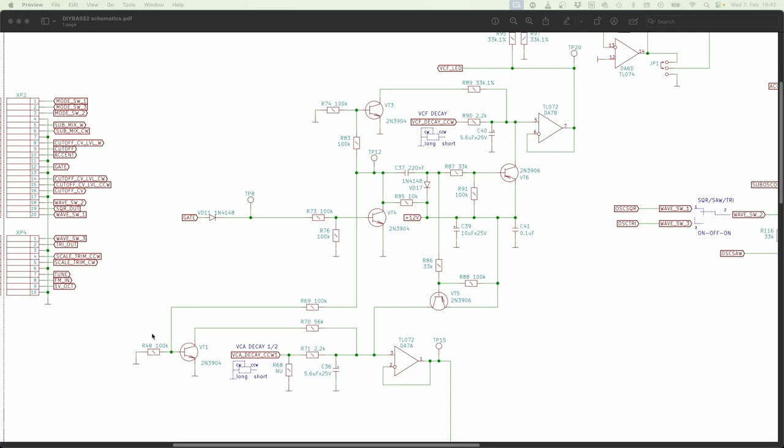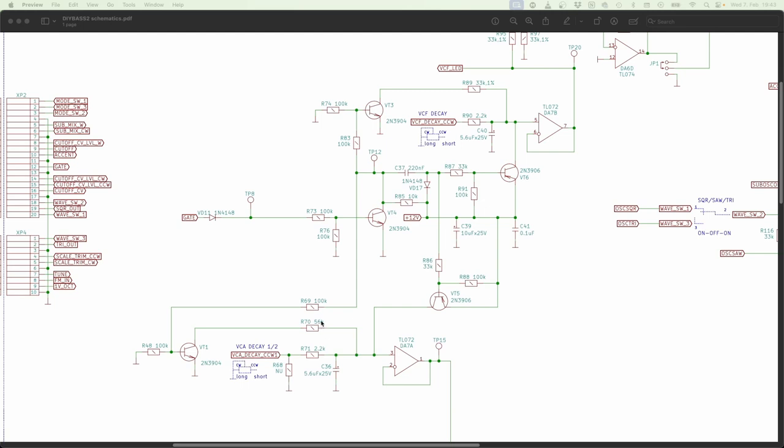Though it's hard to see at first glance, if we look close enough, the lower part of the circuit dedicated to the VCA envelope is just a replication of the VCF circuit. VT5 corresponds to VT6 and its voltage divider resistors. VT1 is equivalent to VT3, output capacitor C36 to C40, and so on and so forth.